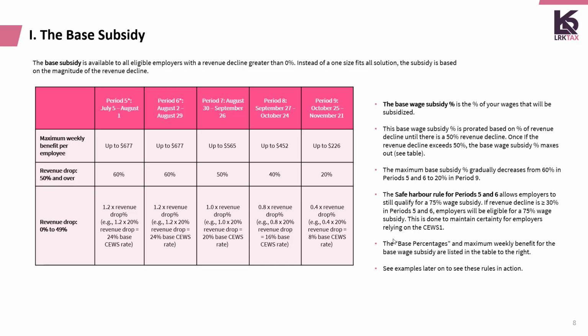One additional key point about the base subsidy. There is something known as the safe harbor rule for periods 5 and 6. It's really a fancy term to let employers choose to calculate the CEWS under the old rules versus the new rules. The reason is, under the old rules, if you have a 30% decline, you get a 75% wage subsidy, which is obviously a lot better than a 60% wage subsidy, even if you have a revenue decline of more than 50%. So that's something to keep in mind: for periods 5 and 6, you can choose to calculate it under the old CEWS method.